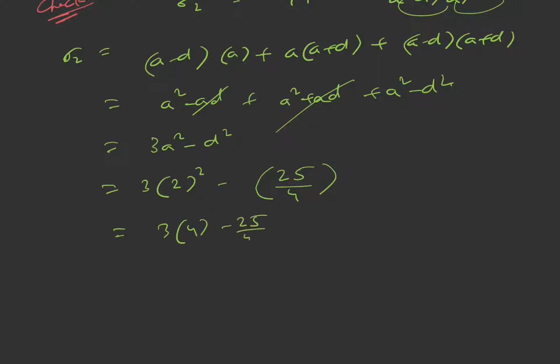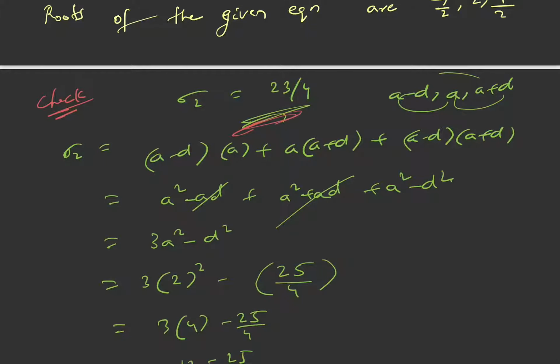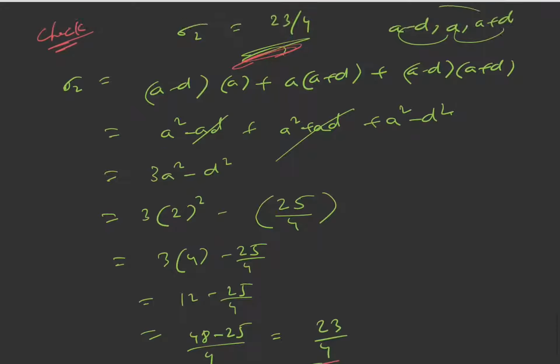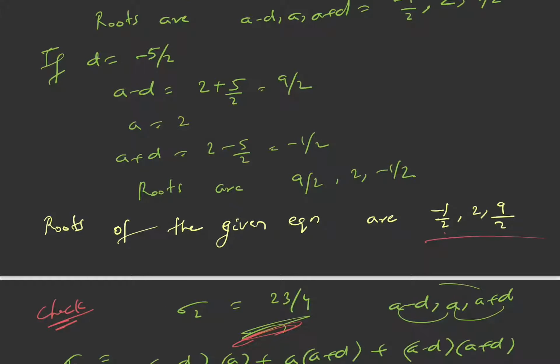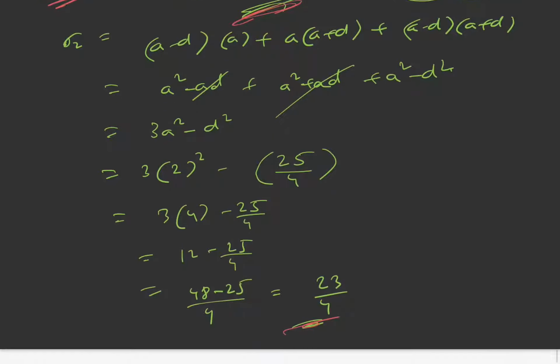So this will be 3 into 4 minus 25 by 4. This will be 12 minus 25 by 4. This is 48 minus 25 by 4. So this will be 23 by 4. Right? You can check. Sigma 2 is 23 by 4. Fine. So actually the roots are minus 1 by 2, 2 and 9 by 2. And these roots are in AP with a common difference of 5 by 2. So this is how you can solve an equation using the Vieta's relations, given one additional condition, right? You need to have one additional condition. So here that additional condition was that the roots are in AP, right?